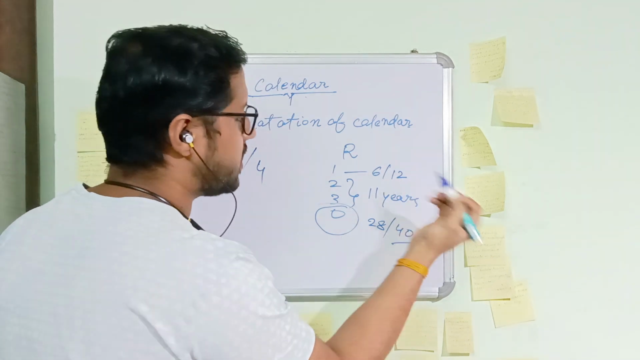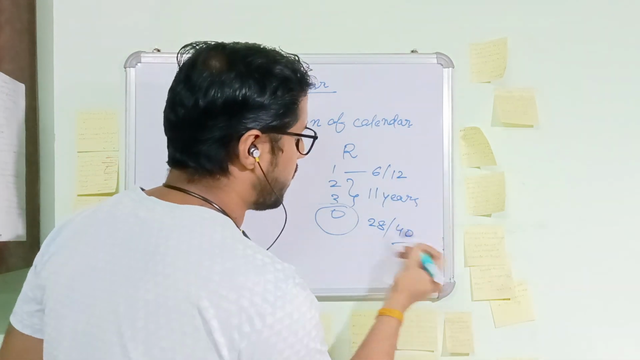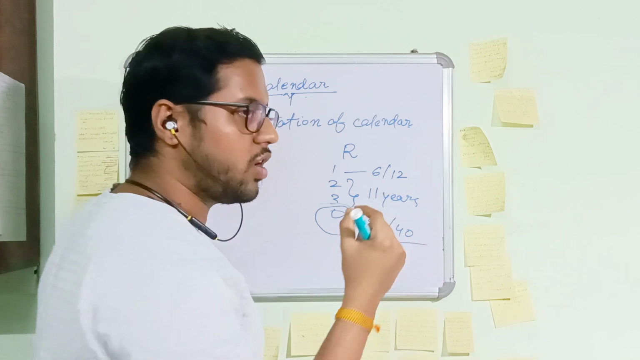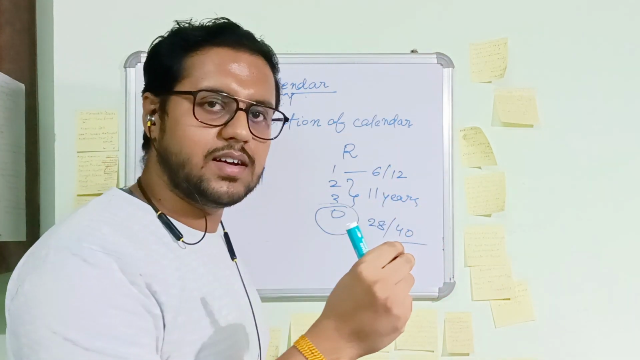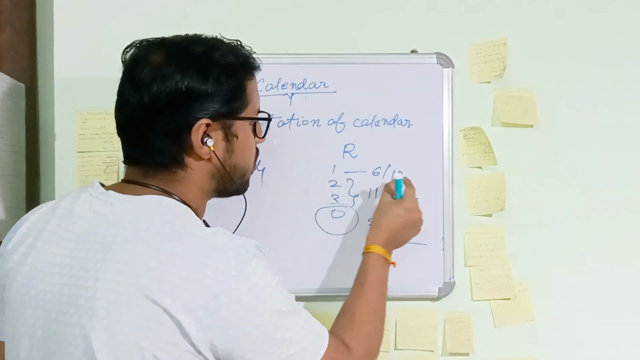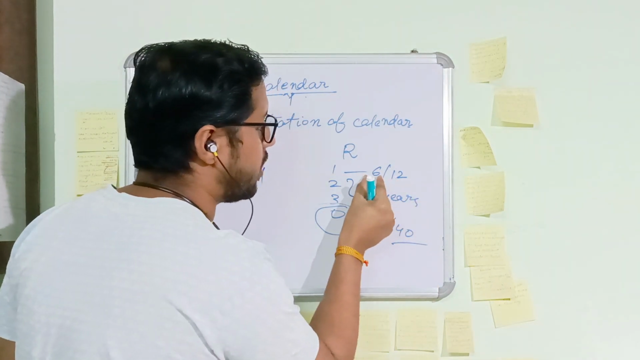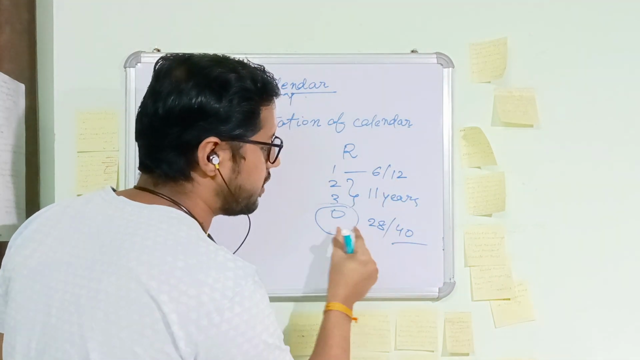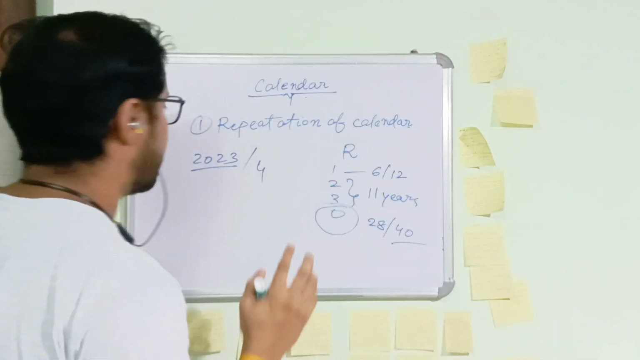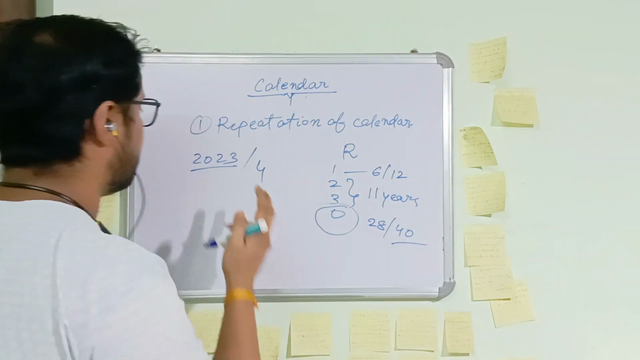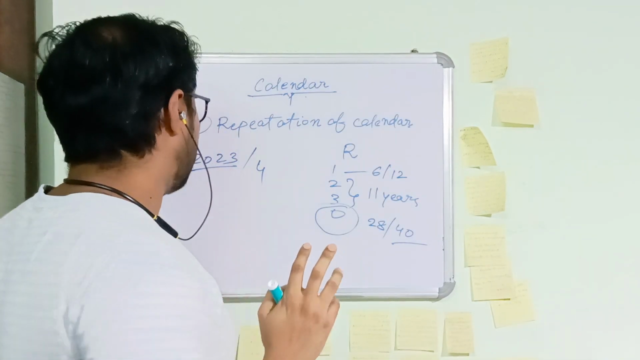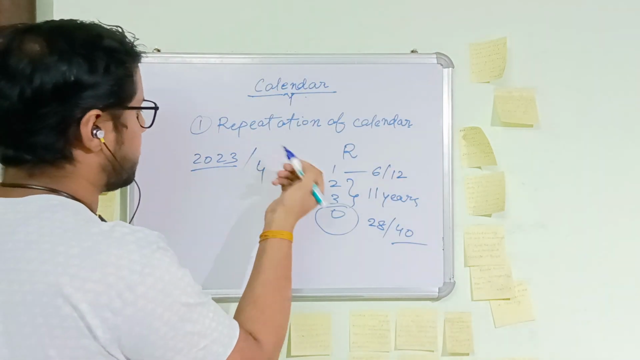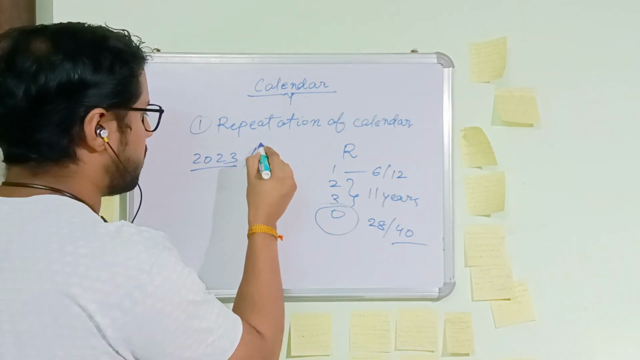And there is a logic behind 6, 12, 28, 40. Do you know the logic behind this? When a century ends, that particular year will repeat after 12 years, not 6 years. The same happens with the others. Let's take 2 or 3 examples. Like 2023 is going on, so we should take this example, 2023. Just divide 2023 by 4.